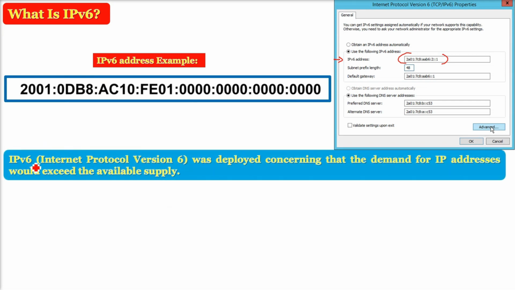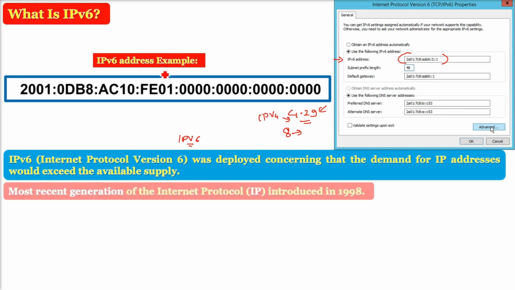So IPv6, or Internet Protocol version 6, started in discussion when we had a high demand for IP addresses, because IPv4 is only a 32-bit address, so it can only cater up to 4.29 billion addresses. We are 8 billion people, and every person is having 2-3 gadgets now. So this is the most recent generation of Internet Protocol.